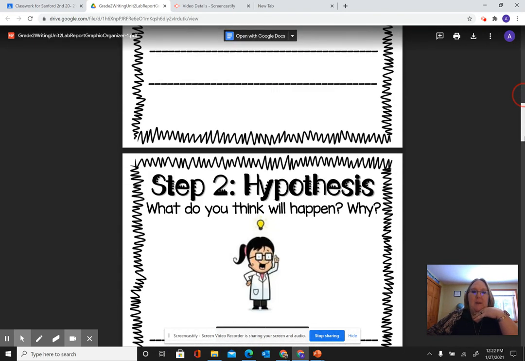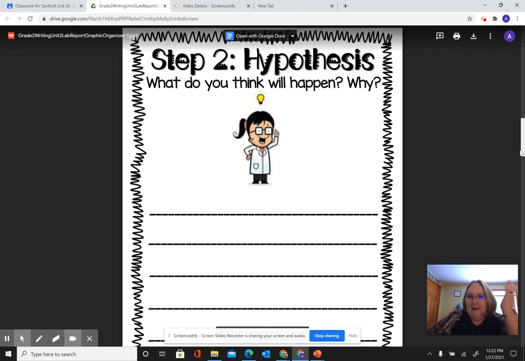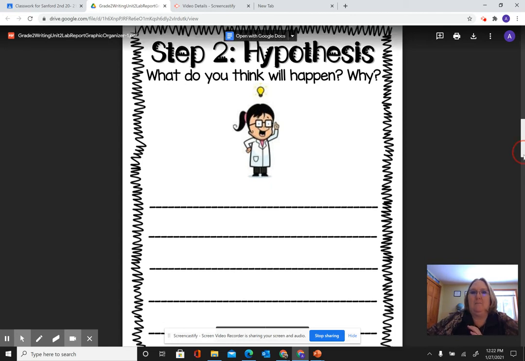Then the next page says the hypothesis, what you think will happen. I think that the car will go much faster when I have a longer ramp, or I think the car will go much faster when I have a taller ramp. Those kinds of things are what we're looking for in our hypothesis.